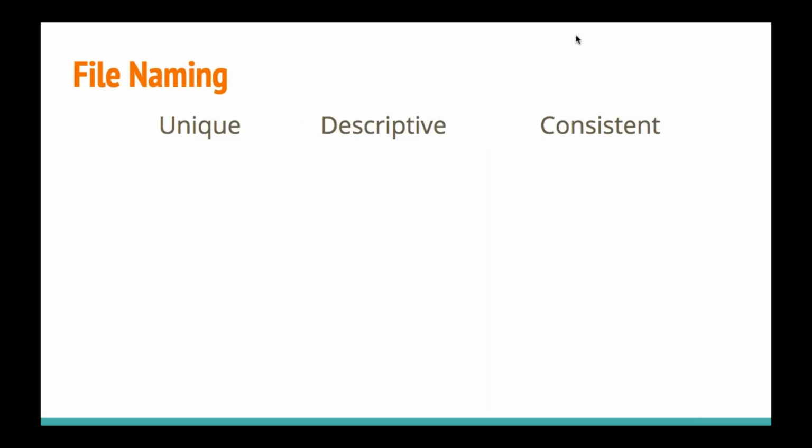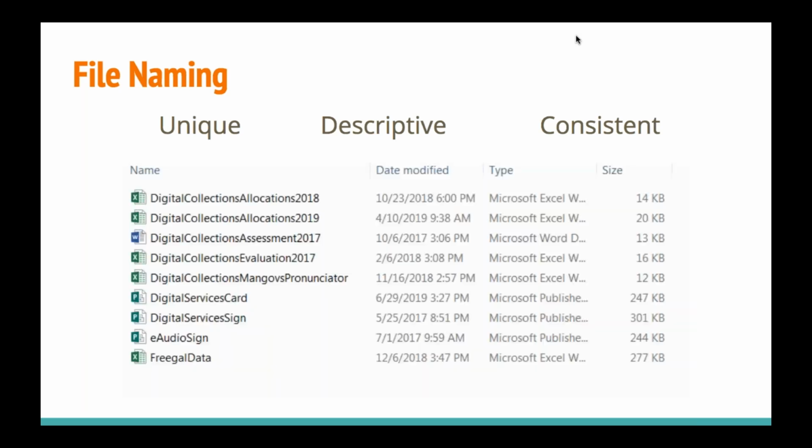So file naming, while it's a little bit of a dry subject, can be a really useful way to keep yourself organized and find what you're looking for. When you're thinking about what to call a file when you're saving it, these are some principles you should keep in mind. Unique, so no two files should have the same name. Descriptive, so it should tell you a little bit about what is in that file from the name. And consistent, so if you have a bunch of similar files, try to name them using a convention that's going to be consistent over time.